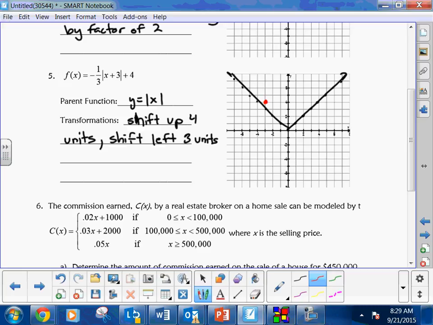Now, the other thing that's going to occur is that we're going to reflect. First of all, do you all see the a value? This negative in the a value means we're going to reflect.